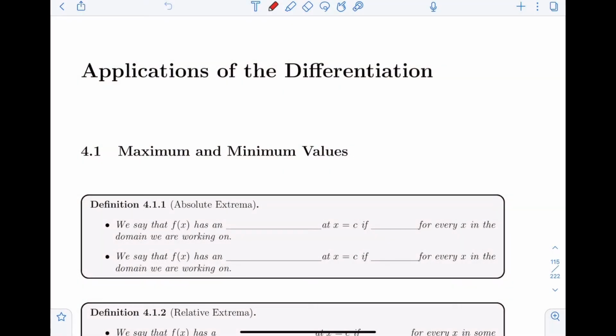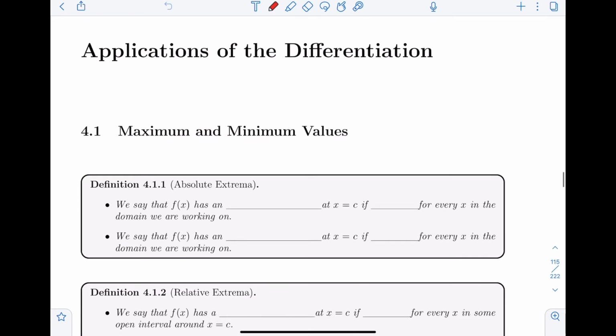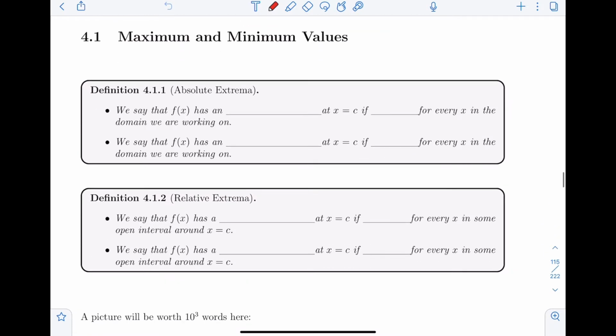Here we are in chapter 4. We're going to start talking about the applications of all these derivative things that we have used in the past. And so let's just start in with the definitions here. So we begin with extrema here.